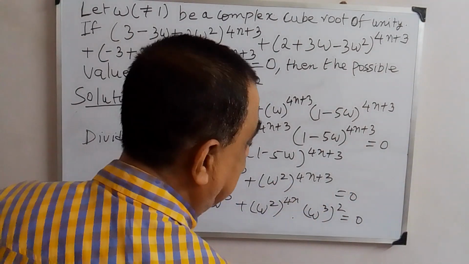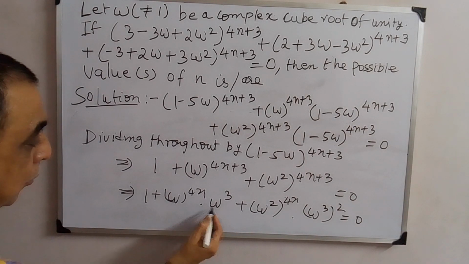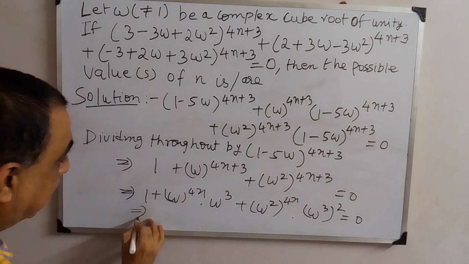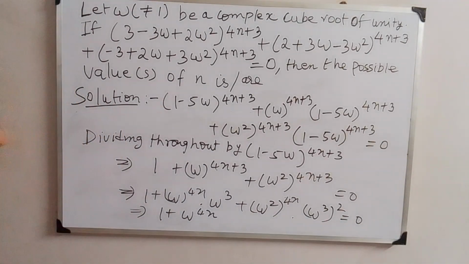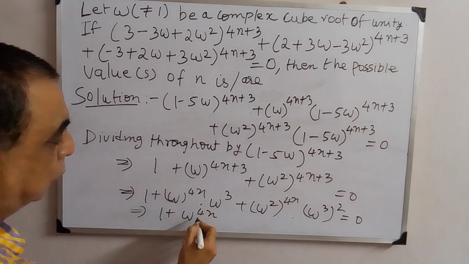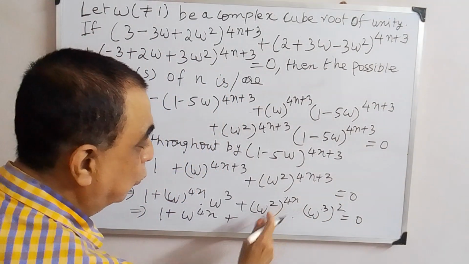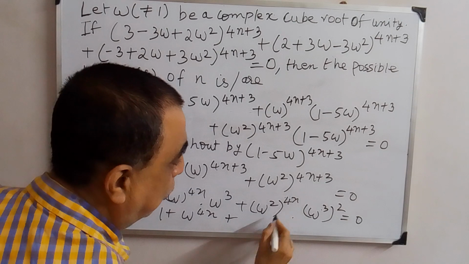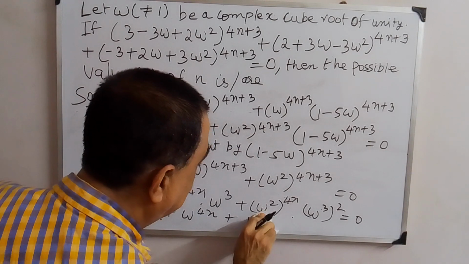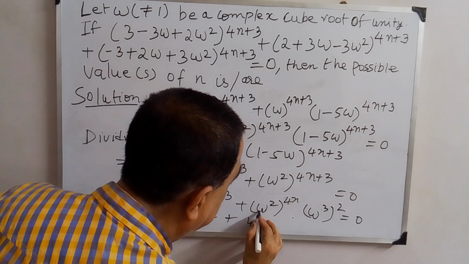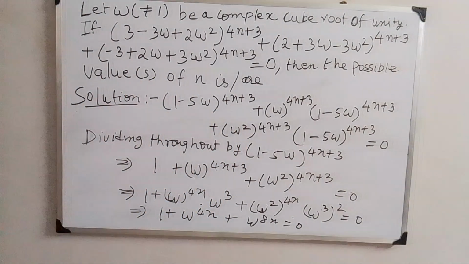Okay, so the same thing will be there. We know that omega cube value is 1. So 1 into this will be 1, omega to the power n. So this will be omega to the power 4n, because 1 into this I will have omega to the power 4n. Similarly, this value is 1, so 1 squared is 1. So 1 into omega squared whole to the power 4n will be omega to the power 8n. So this becomes equal to 0.